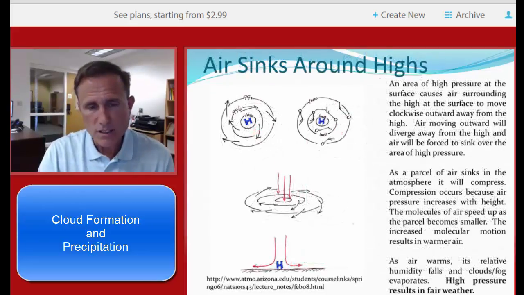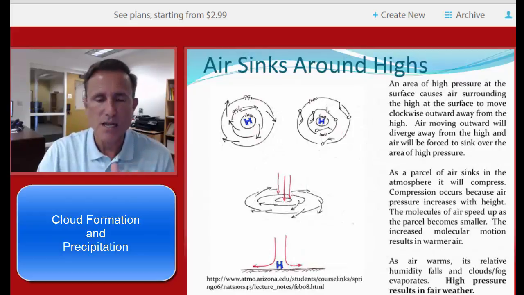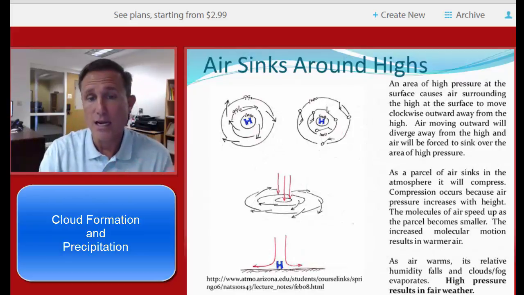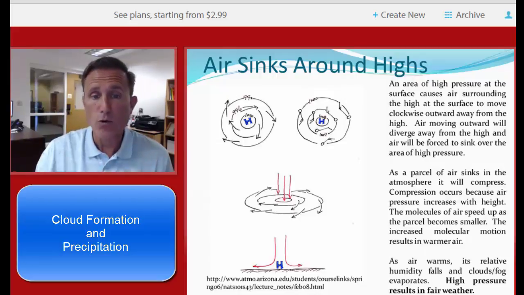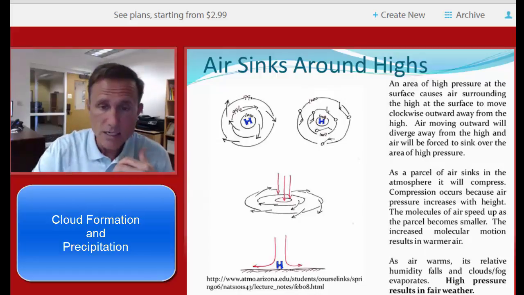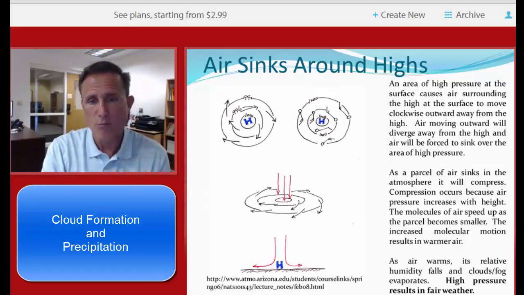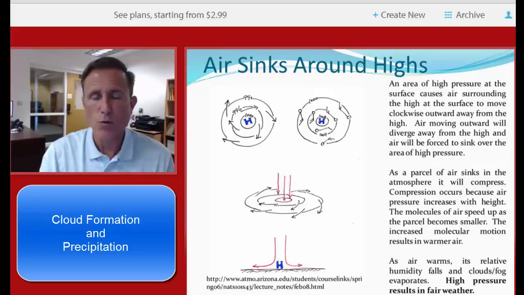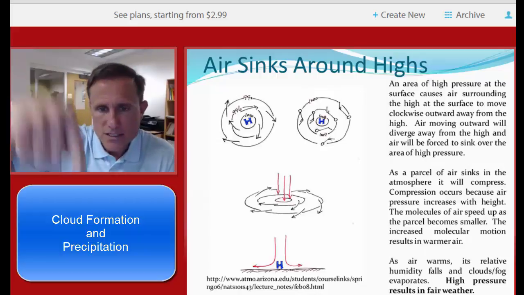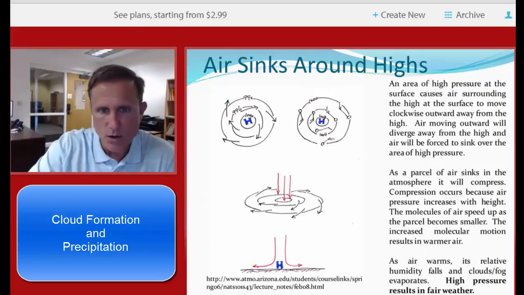Now, conversely, high pressure does the opposite. High pressure causes air to sink. An area of high pressure at the surface causes air around it to move outward in a clockwise rotation. So air is sinking down because the air pressure is higher. It's sinking down. Air moves outward and diverges away from the area of high pressure, and literally air sinks down onto the area of high pressure.